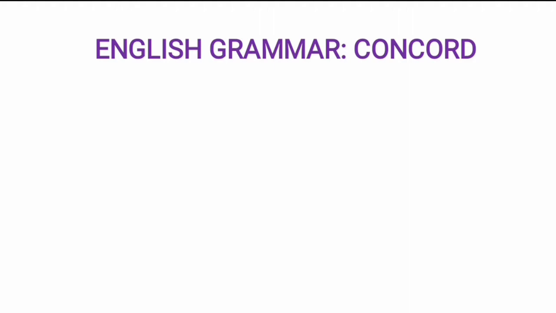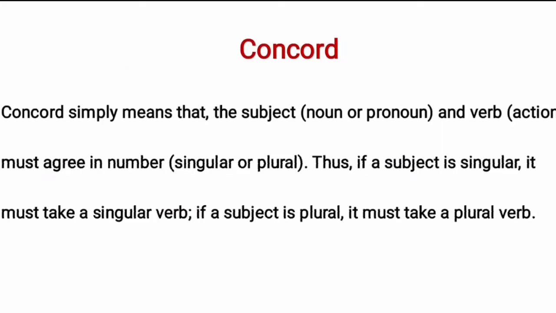In today's lesson, we shall look at Concord in English grammar. The word Concord simply means the subject, which is the noun or pronoun, and verb, which is the action, must agree in number. Thus, if a subject is singular, it must take a singular verb. If a subject is plural, it must take a plural verb.